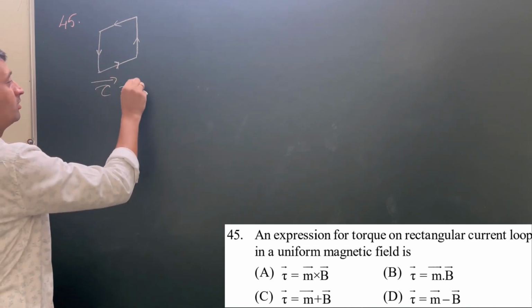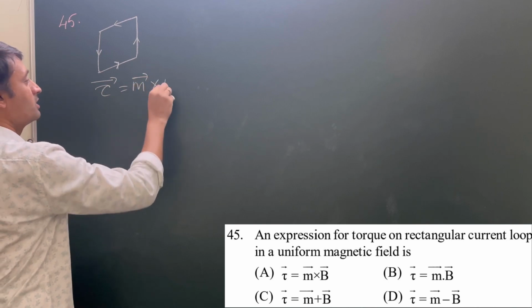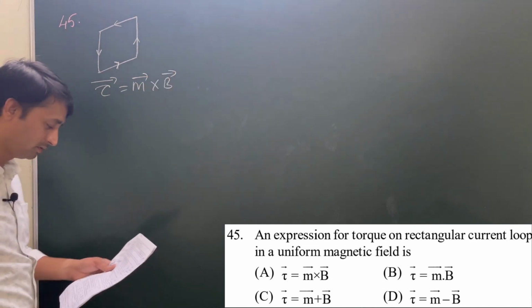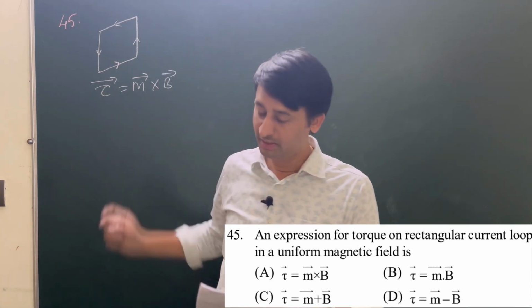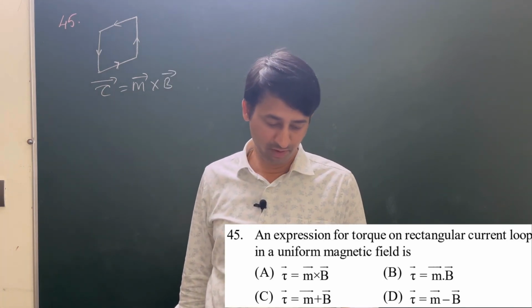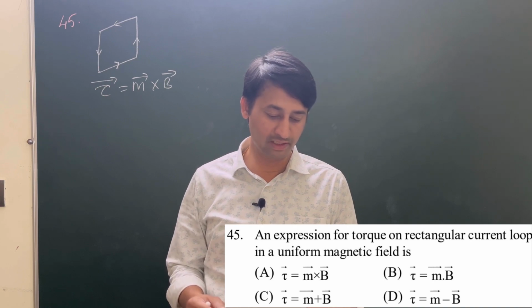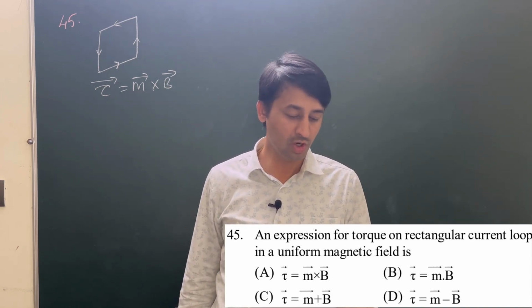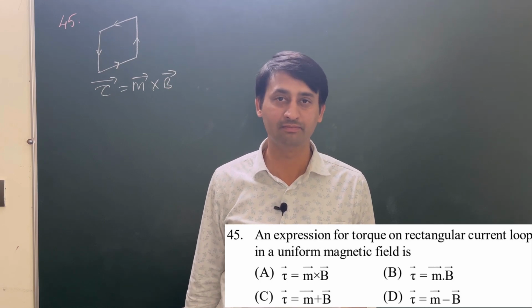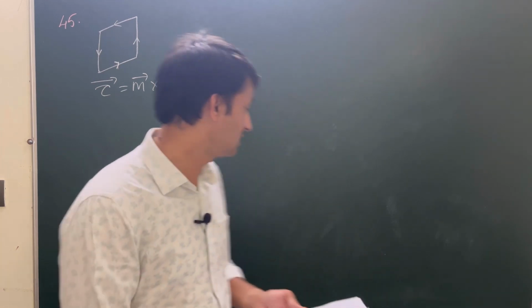This torque is given by vector m cross vector B, where m is the magnetic moment and B is the strength of the magnetic field. Tau is equal to vector m cross vector B. Option A is the correct answer. Next, question number 46.